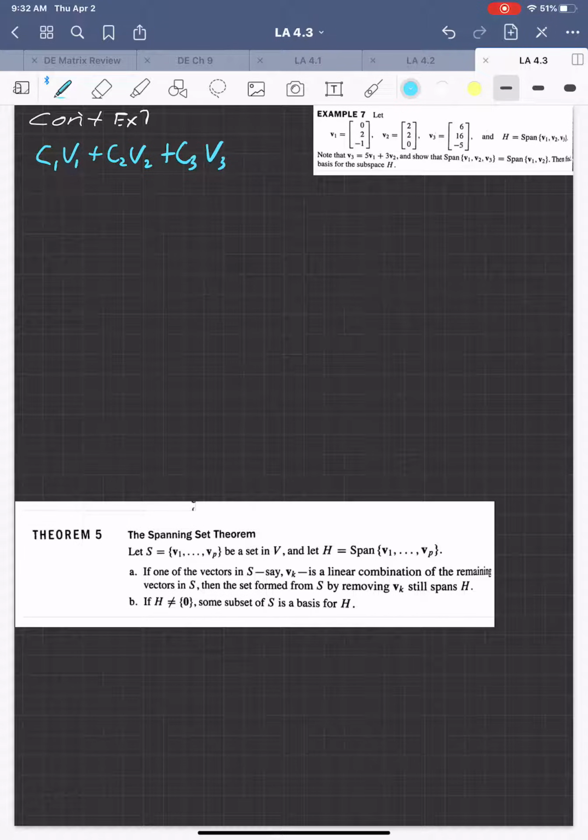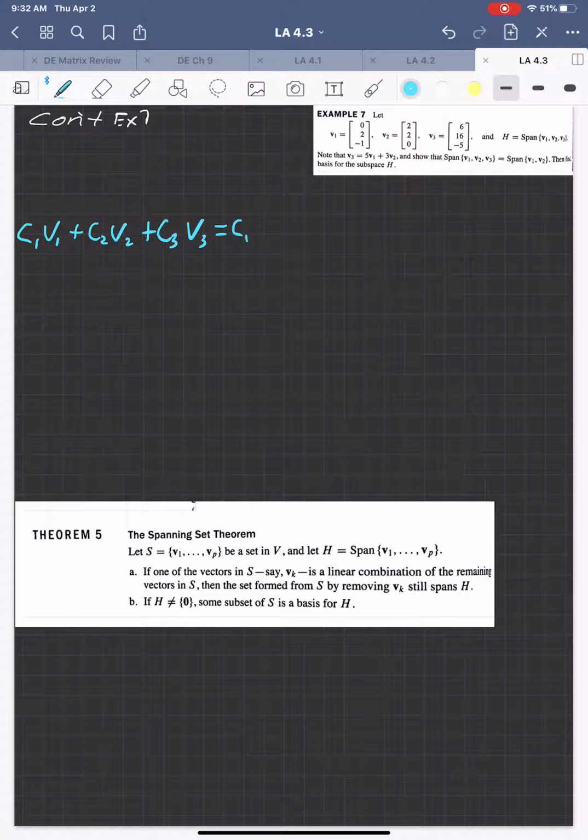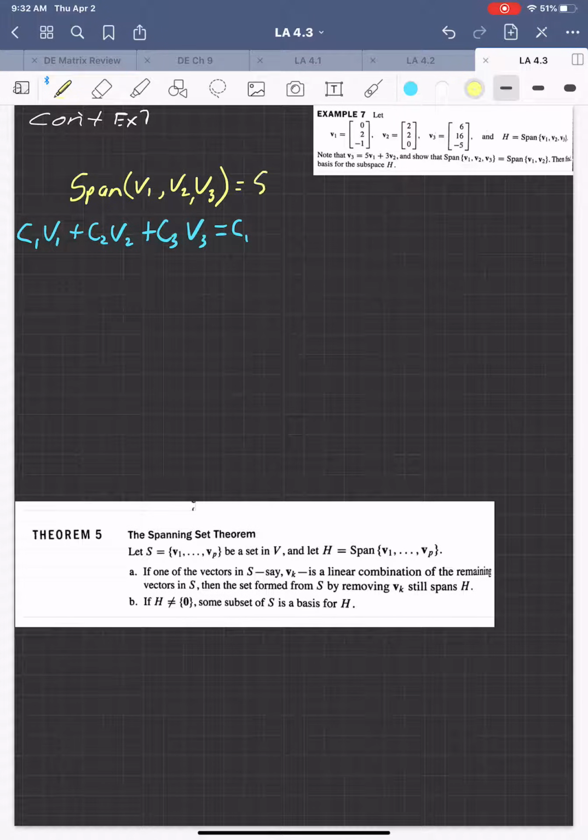And we are supposed to show that that's the equivalent of c sub 1. I'm going to give myself a little bit more space here. We're supposed to show that the span of those three vectors is equal to just the span of the first two vectors. Okay, and how do we do that?